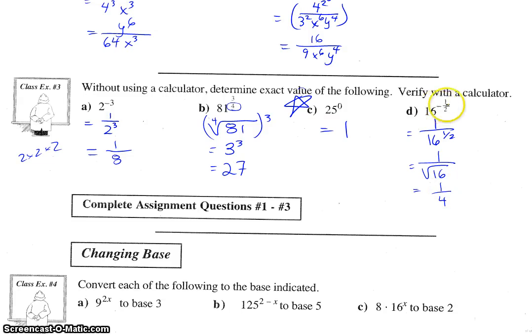Okay, so this last question, D, on example 3, the first thing you want to deal with is not to change it to a root, but to get rid of the negative exponent. So we're going to move that 16 down to the denominator, so it becomes 1 over 16 now to the positive 1/2. Okay, and by the way, never flip the exponent, ever, okay?